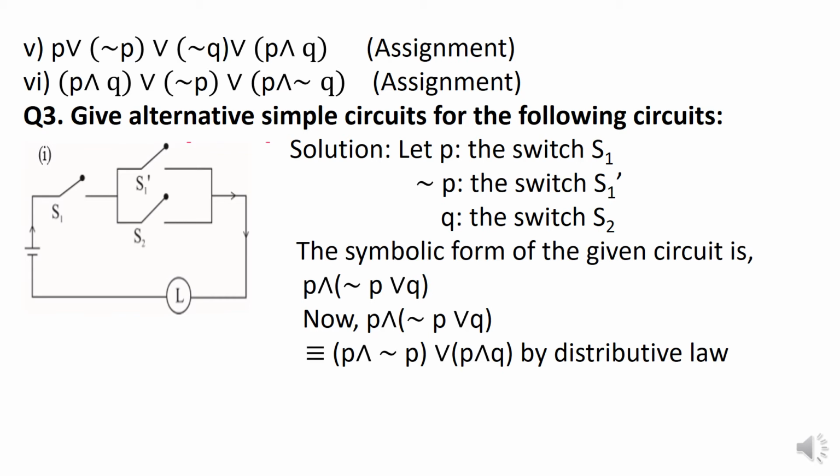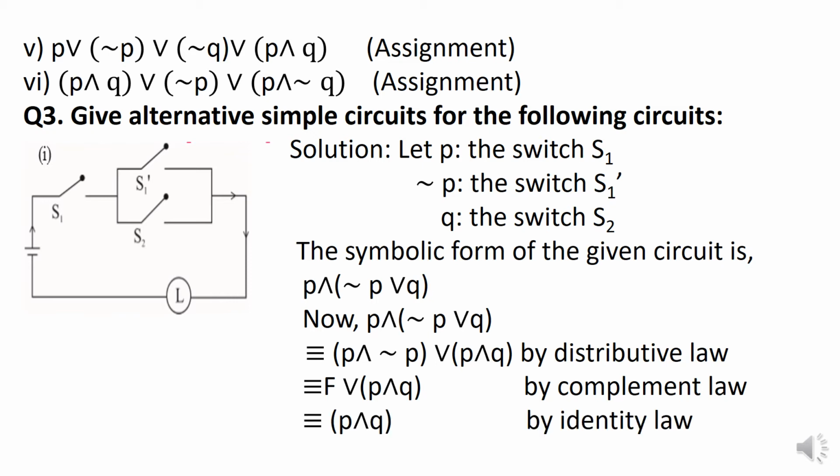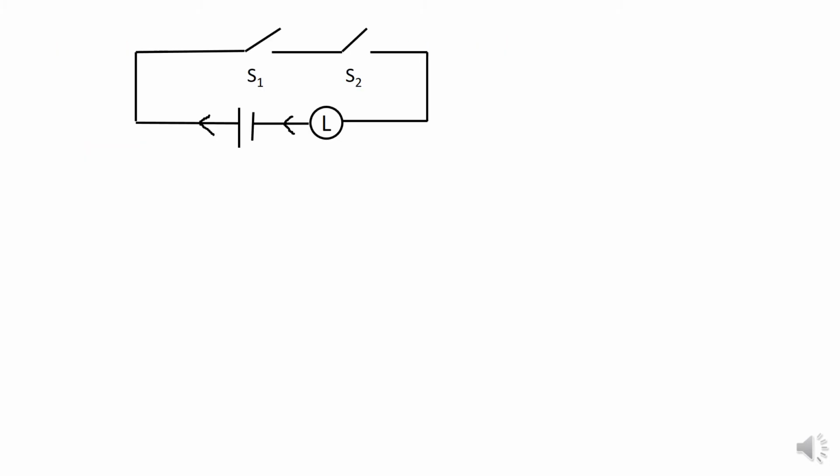Now we see that in the first bracket, we have P and not P. It is like true and false, which is false. Thus we get false or (P and Q) by complement law. Again, false or true is true. Thus, false or (P and Q) is P and Q. Thus, by identity law, we get P and Q. So, from the original circuit containing 3 switches, we get a simplified circuit, which now contains only 2 switches in series. Thus, we get our simplified circuit containing only S1 and S2.